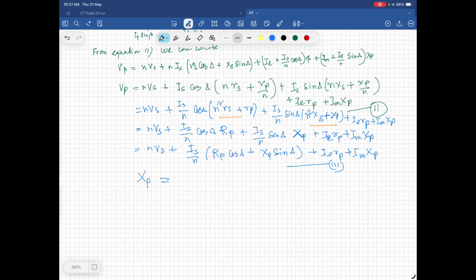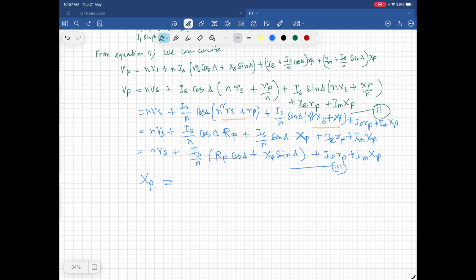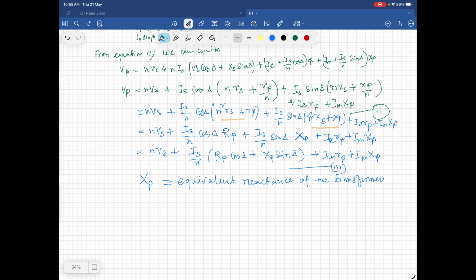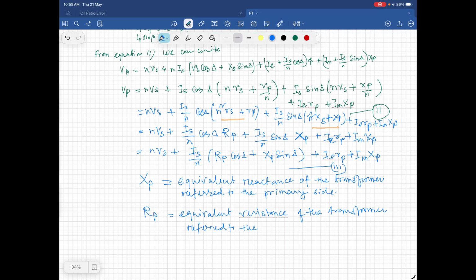So here we have to write XP is equal to equivalent reactance of the transformer referred to the primary side, which is equal to N square XS plus XP, and RP is equal to equivalent resistance of the transformer referred to the primary side. The actual transformation ratio.